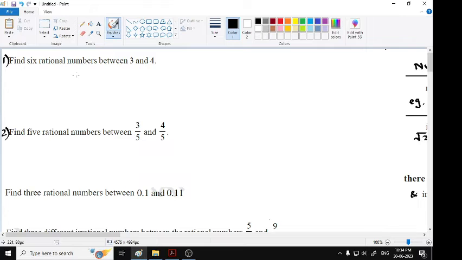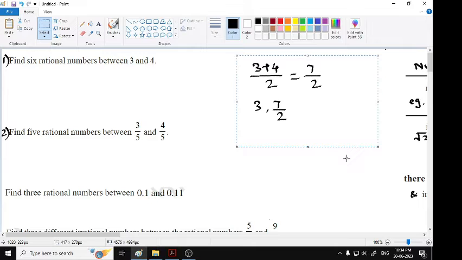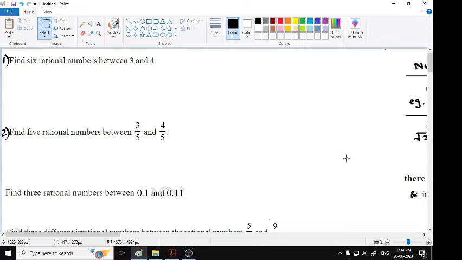Find 6 rational numbers between 3 and 4. 3 and 4 are two consecutive natural numbers or whole numbers or integers. We have to find 6 rational numbers between them. One method is to add these numbers and divide by 2 to get the number in between 3 and 4. Then consider 3 and 7 by 2, add these numbers by making their denominators equal, and then divide by 2 to get another rational number between these two numbers.